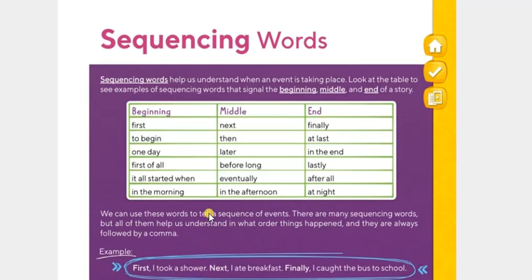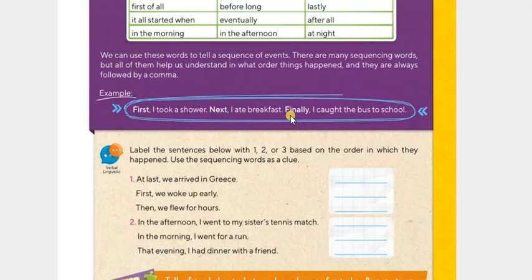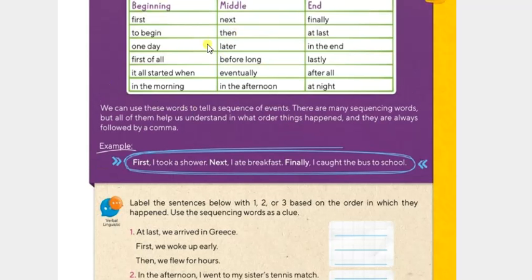So, when we go to our page, okay, we have the first exercise. This exercise, we're going to do it together, okay? It says, can you read with me the instructions, please? Label the sentences below with 1, 2, or 3 based on the order in which they happened. Use the sequencing words as a clue, okay? You have the sequencing words here on top.